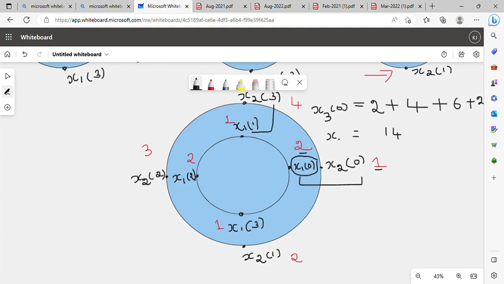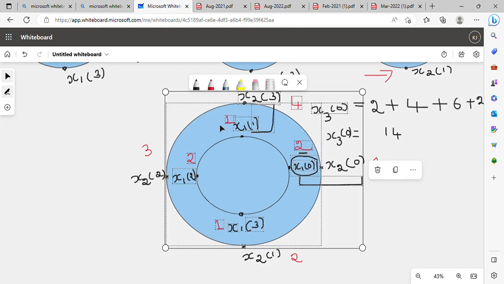I'm really sorry. My x3 of 0 is 14, right? I got x3 of 0 now. So now what I'm supposed to do is I have to take x1 of 1, right? Let me take x1 of 1. So for that I'll just shift all this to here.